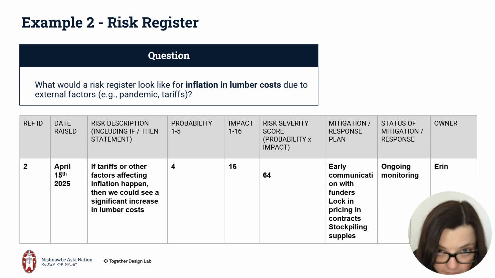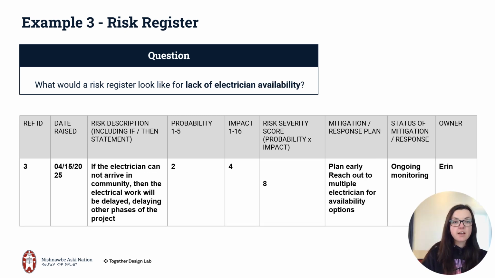Let's look at a third example. What would a risk register look like for lack of electrician availability? We have our reference ID in the first column, the date raised, the risk description, including if-then statement. If the electrician cannot arrive in community, then the electrical work will be delayed, delaying other phases of the project.